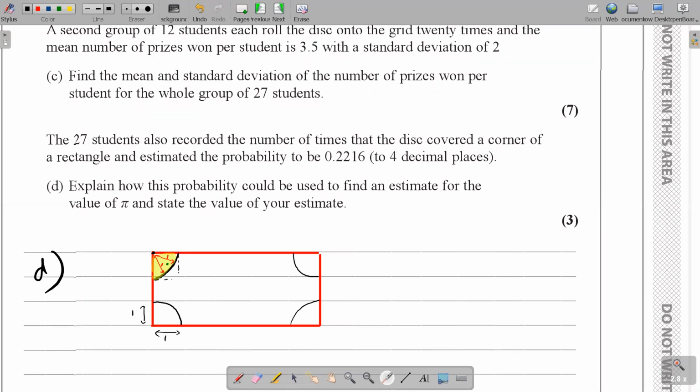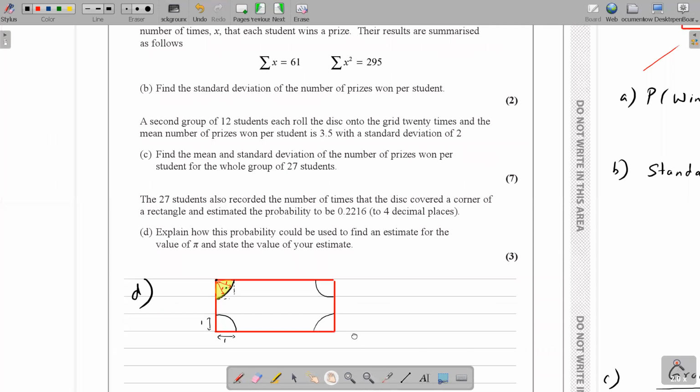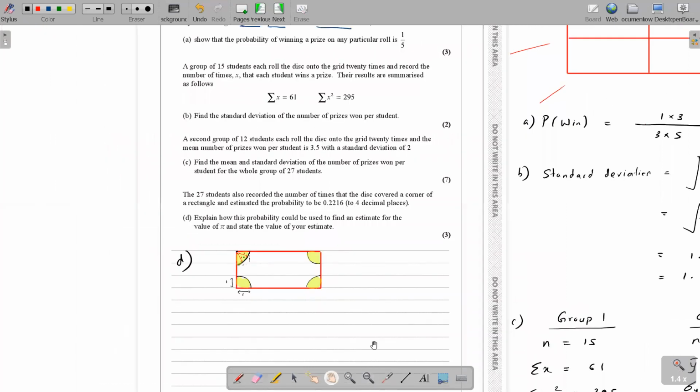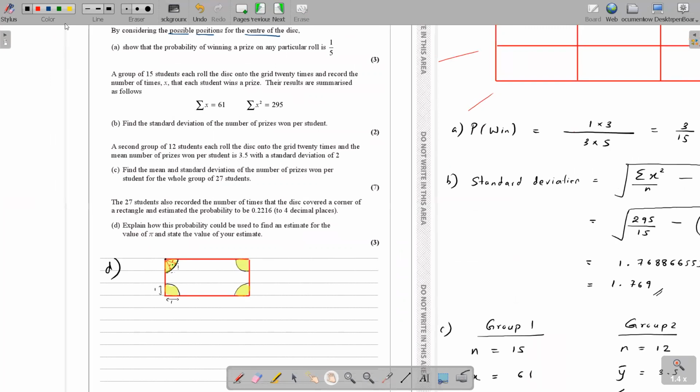Okay. So then how do you get the probability here? So get the area here. What is the probability of falling inside these 4 regions? 0.2216, the total over this yellow color area. So the total area we know is 3 by 5. How much was it? 3 times 5. Total area is 3 by 5.